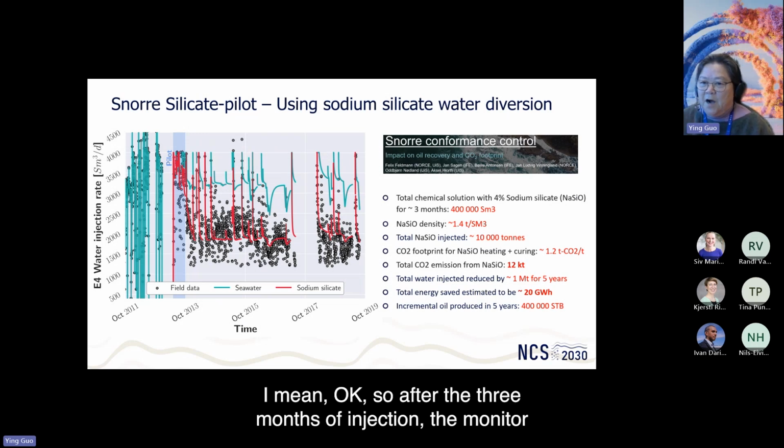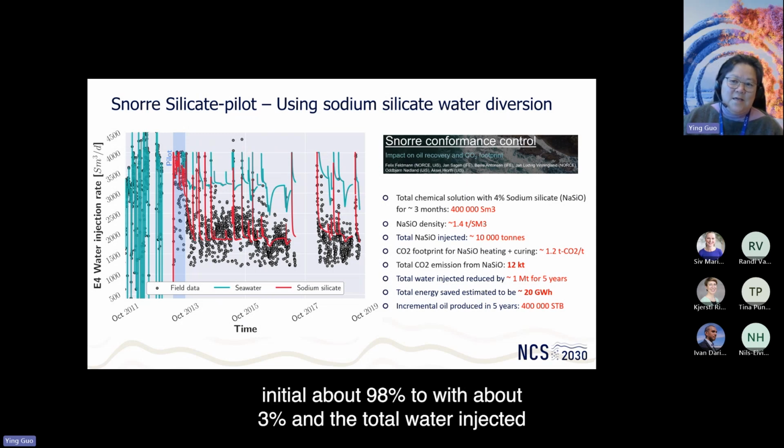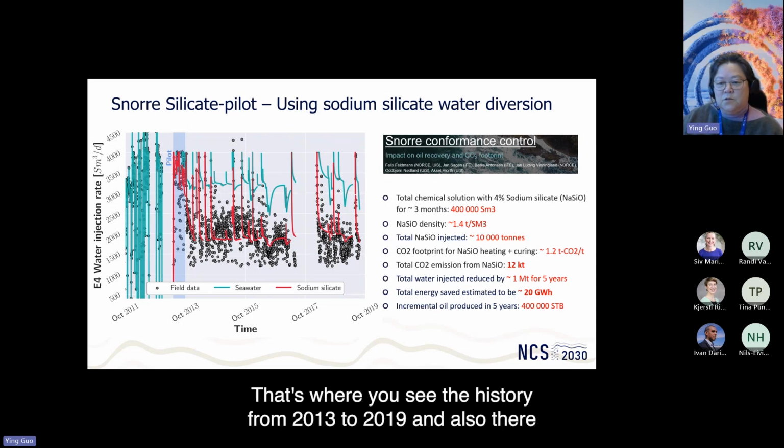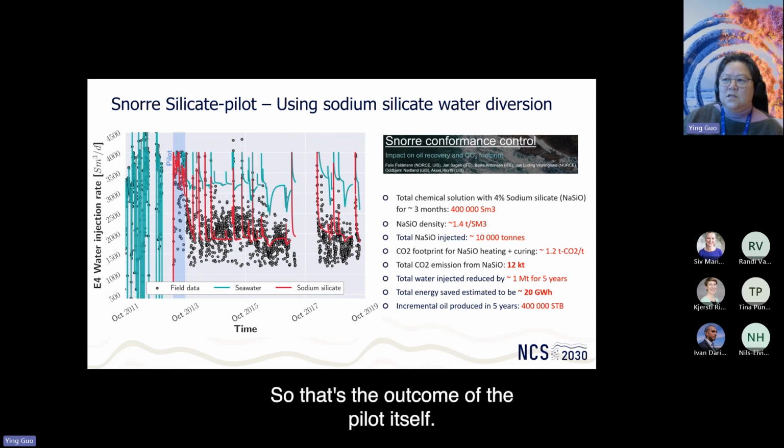After the 3 months of injection, the monitor data shows that the water cut has been reduced from the initial about 98% to about 3%. And the total water injected is reduced by about 5 million tons in the following 5 years. That's where you see the history from 2013 to 2019. And also there is an incremental oil, about 400,000 barrels during the 5 years. So that's the outcome of the pilot itself.